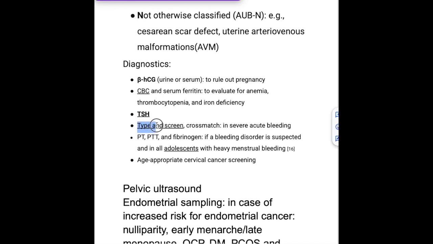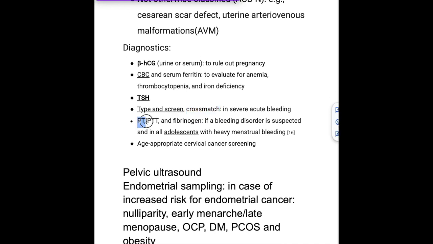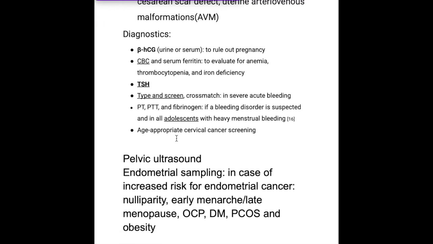Next is blood cross-matching. This is used in acute uterine bleeding where the patient has lost a large volume of blood. So, for example, if we see on CBC that the patient's hemoglobin is, for example, 6, this is the moment where we have to do blood typing and cross-matching so that we can give packed red blood cells, fresh frozen plasma, or whole blood. Next, we would evaluate for coagulation factors such as PT, PTT, and fibrinogen. This is if we're suspecting a bleeding disorder. As I said, the main one is von Willebrand factor disease. We also do this in all patients with heavy menstrual bleeding.